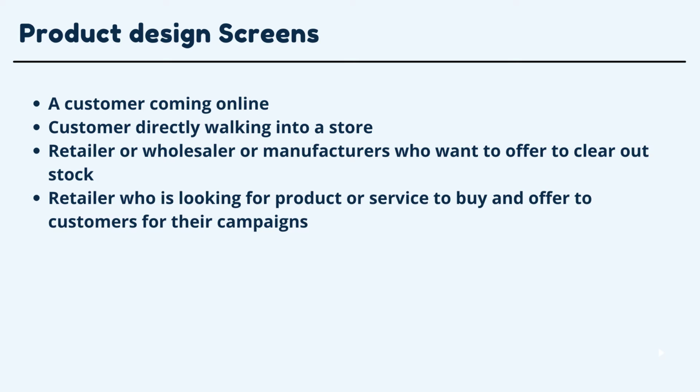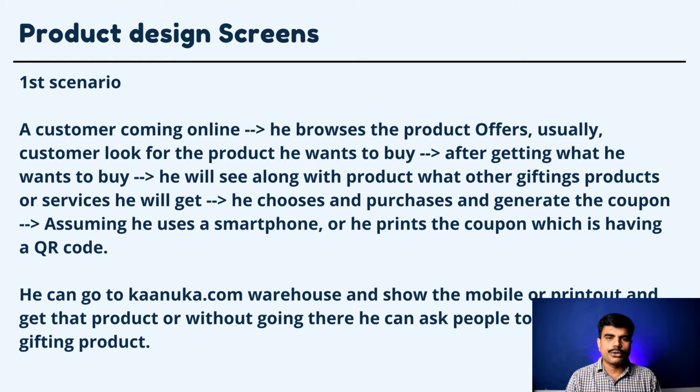And the third scenario is the retailers or the wholesaler or the manufacturer who want to offer to clear out their stock. So it's a bulk product posting kind. And the fourth scenario is retailers who are looking for the product or services to buy and offer to the customer in their coming campaigns. So these are the four scenarios, and let's see the user journey and how it starts and ends in each scenario. So let's talk about the first scenario, which is the customer coming to the online.